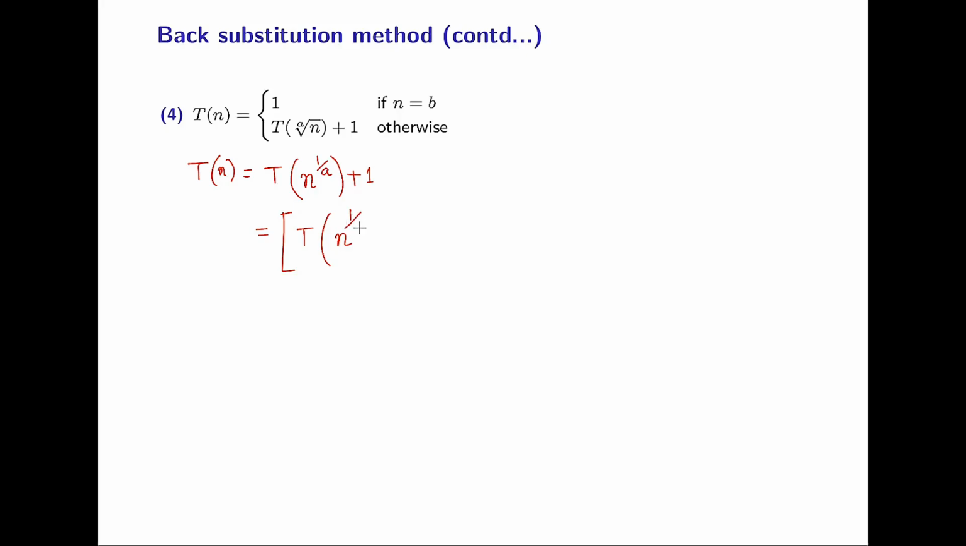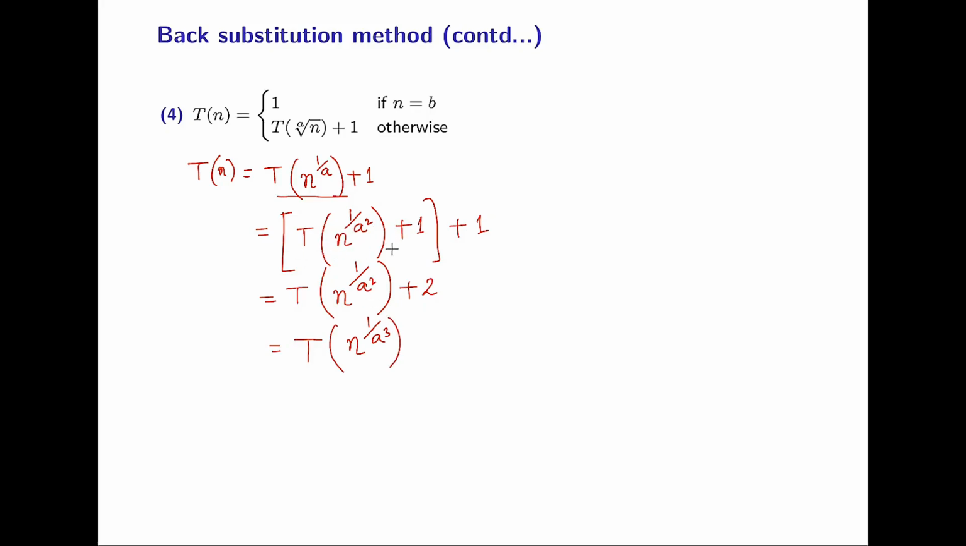So it is T(n^(1/a^2)) plus 1. Okay, so this is for this substitution, plus this one as it is. So here if I write, T(n^(1/a^2)), keep it like that only, plus here it is 1 plus 1, 2. So it will be T(n^(1/a^3)).